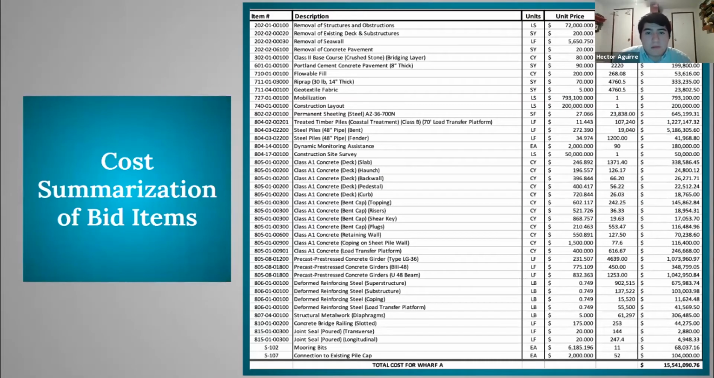This is our cost summarization. So this is a list of all of our bid items given to us at the start of the project, and we were to find the unit prices with the given quantities to get the total price that we completed with just a little over $15.5 million.